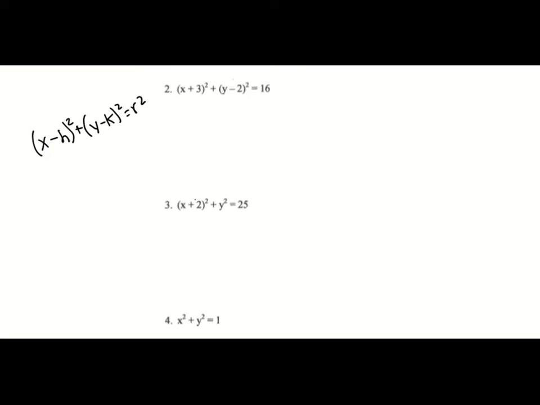Okay, so if we look at number 2, we have our h of 3, but here we have a plus 3 instead of a minus 3. So that means that our center, our h value, is going to be a negative 3. Because if we put a negative 3 into our h right here, it would turn into x plus 3.